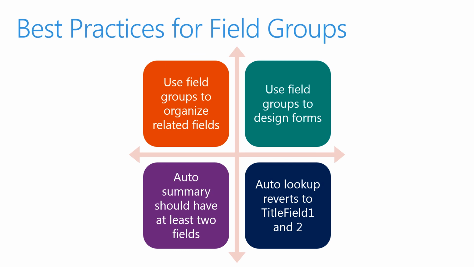And lastly, if you do not put anything in the auto lookup field group, the system will revert to the fields referenced in title field 1 and title field 2, plus the contents of the first unique index. This is acceptable for some applications, but you should consider whether you need to configure the group differently as you design a table.